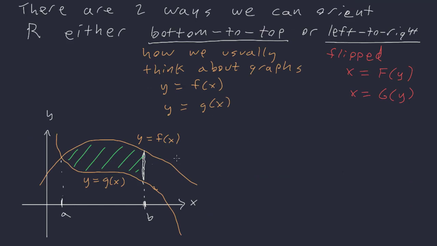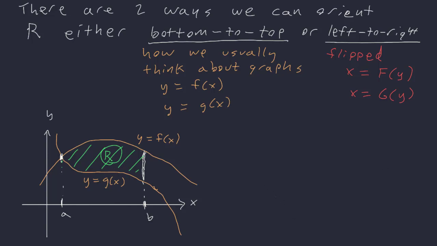Suppose our region looks like this. It's the region trapped between the graph y equals f of x and y equals g of x, and we're only looking at x going from a to b. I put an intersection here because sometimes it's where they intersect, and sometimes it's not. If they don't intersect, you get a vertical line as one of your sides, and if they do intersect, you just get this point. So this is our region R.